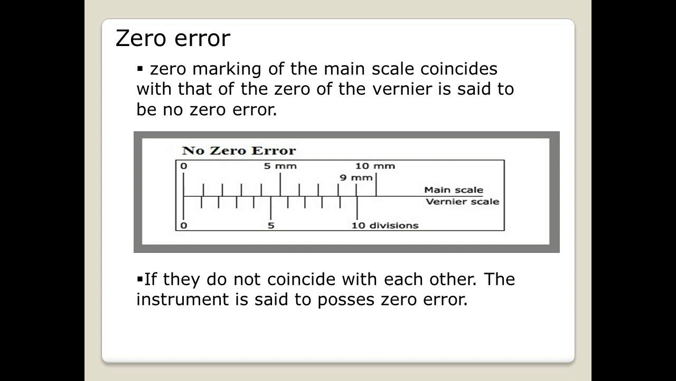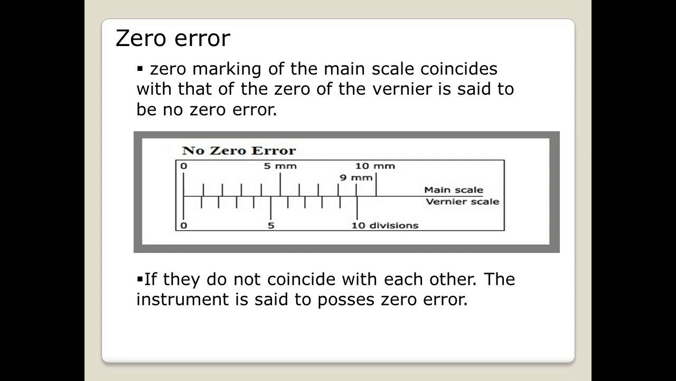When the zero marking of the main scale coincides with the zero of the vernier scale, there is said to be no zero error. We can see in the image that the zero markings of the main scale and vernier scale coincide, so here there is no zero error in the vernier scale. If they do not coincide with each other, the instrument is said to possess zero error.